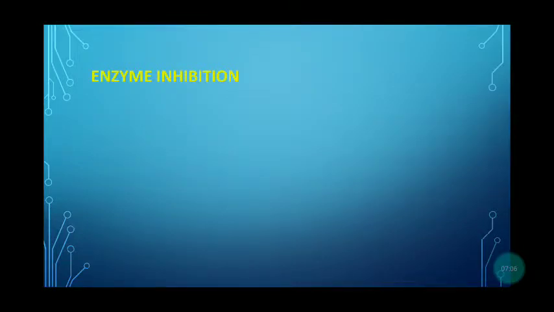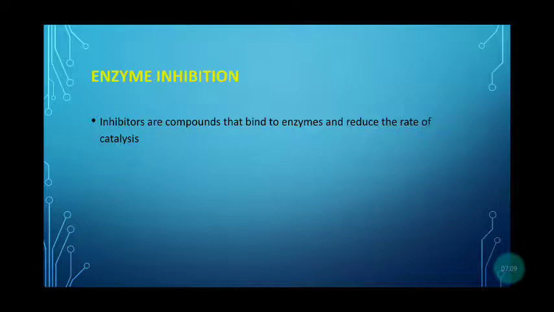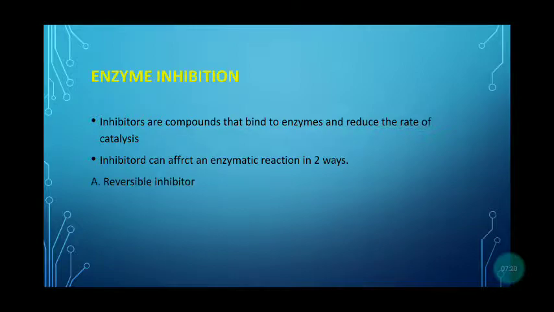The fourth one is enzyme inhibition. Inhibitors are compounds that bind to enzymes and reduce the rate of catalysis. Inhibitors can affect an enzymatic reaction in two ways: the reversible inhibitor and the irreversible inhibitor. A reversible inhibitor can bind to the enzyme and subsequently be released, leaving the enzyme in its original condition. An irreversible inhibitor reacts with the enzyme to produce a protein that is not enzymatically active and from which the original enzyme can be regenerated.